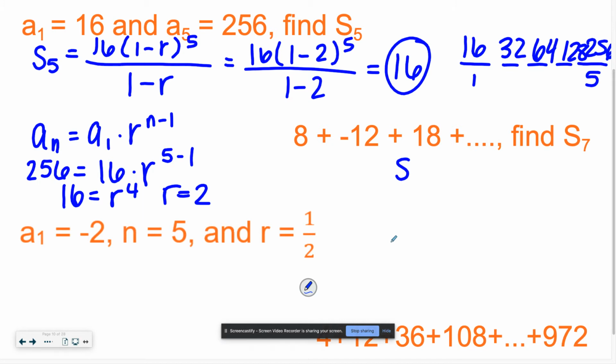Okay, the next one, S sub 7. We know our first term. We know our common ratio. If you notice that we are going from 8 to negative 12, we're going by some kind of fraction, so negative 3 halves. Or in other words, negative 1.5 raised to the 7th power.